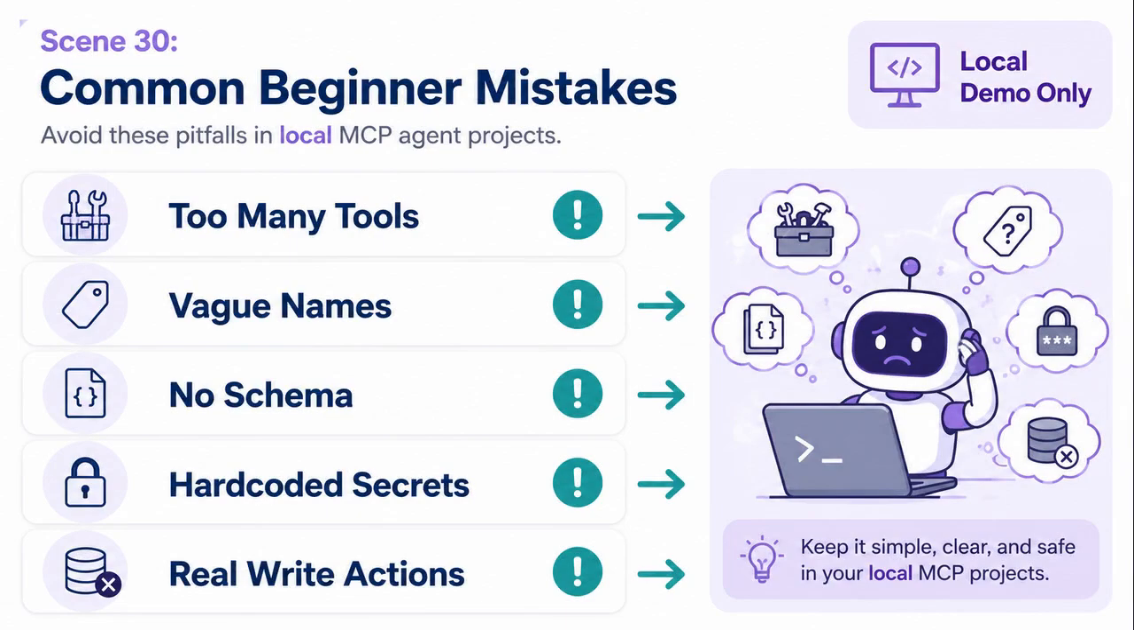From there, the next practical step is common beginner mistakes. Do not expose too many tools at once. Do not use vague tool names. Do not skip input schemas. Do not hardcode credentials. Do not start with real write actions. Do not ignore logs when tools fail. Do not treat MCP as automatically safe. Small, clear, mock tools are best for learning.